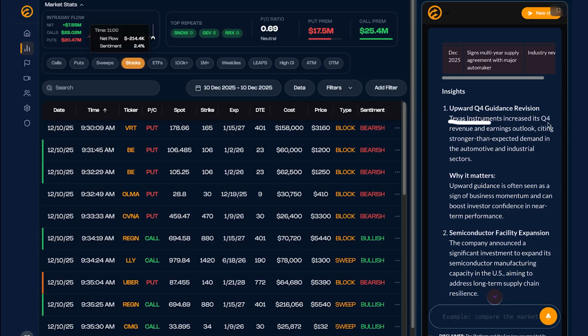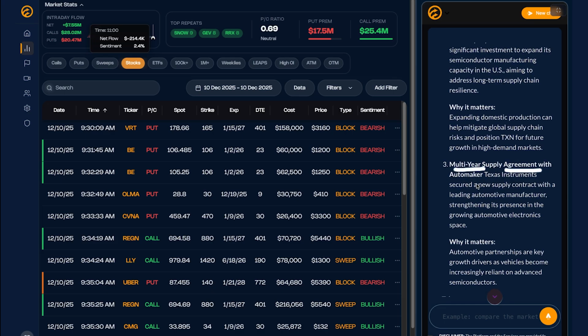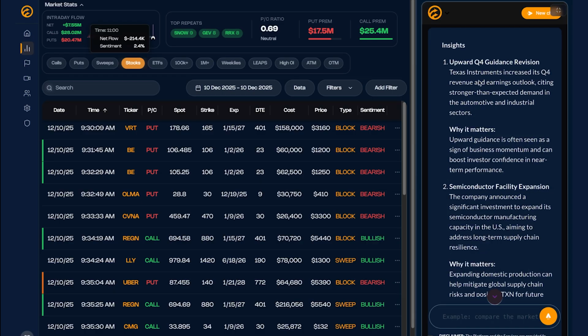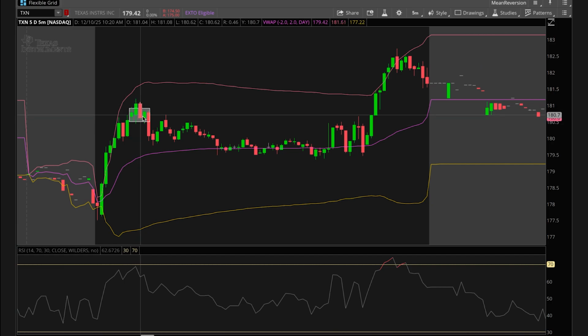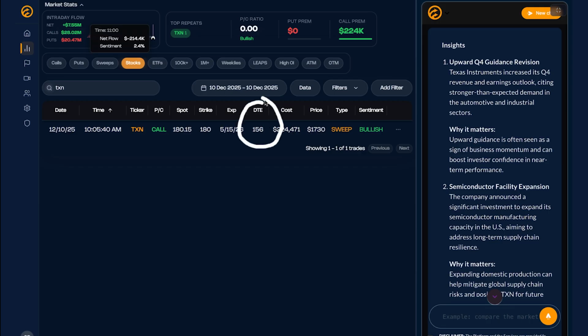And we can see here, we can see their earnings. They increased their Q4 revenue earnings outlook. They announced significant investment to expand their semiconductor manufacturing, and they have a multi-year supply agreement with the automaker. Those are three very bullish fundamentals that also align with the day's trend and that bullish stance on TXN. Now, obviously, that would have been a day trade. We could have held this over the course of multiple days, because these contracts still don't expire for another 156 days.